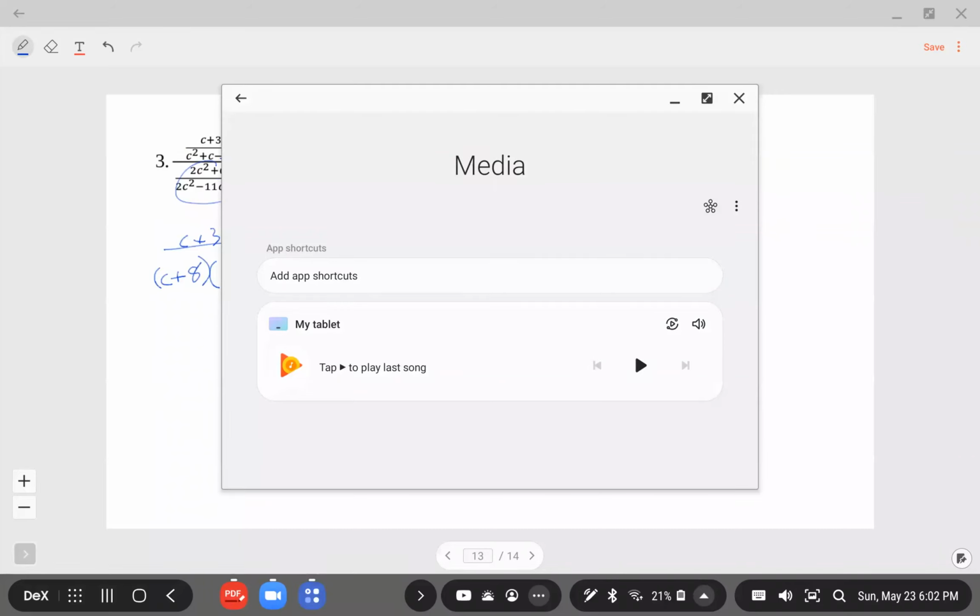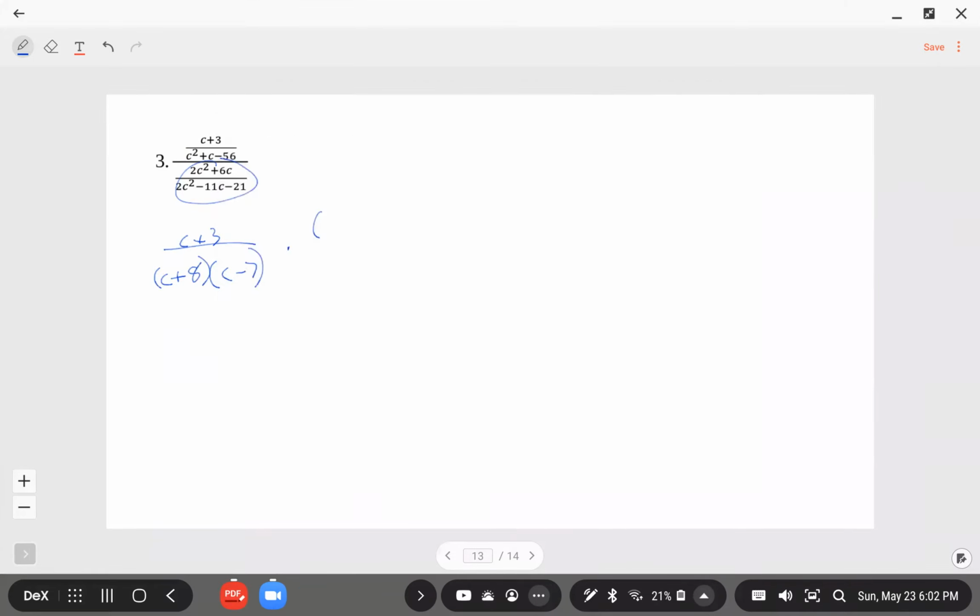Excuse me, why do you always pop up and tap to play the last song? When did I listen to songs? Why do you not go away? Oh, there you go. Bye.